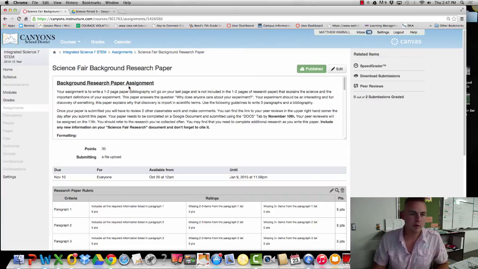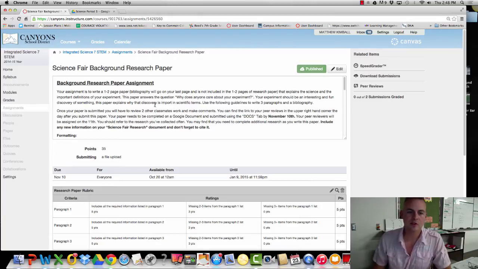Okay, so I'm going to look at the Science Fair background research paper, and it says your assignment is to write a 1 to 2 page paper that will go on your last page and is not included in the first 2 pages of your research paper. Your bibliography is at the very end. The research paper itself is about 2 pages. That explains the science and important definitions in your experiment. We'll go through the bullets here in just a second.